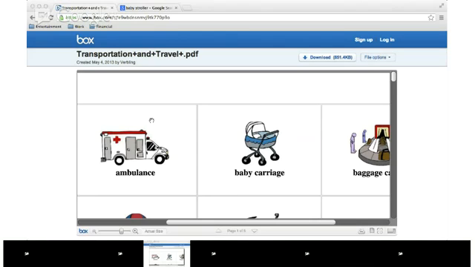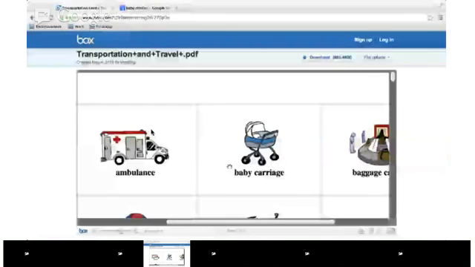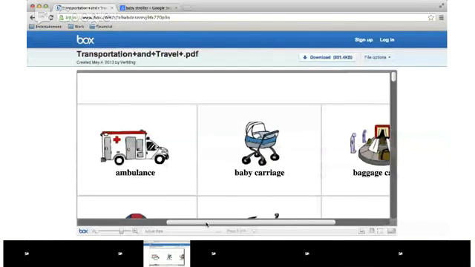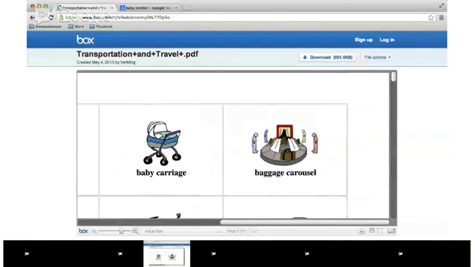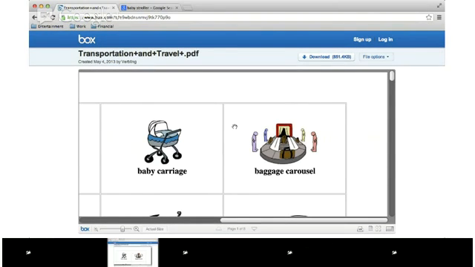Okay, let's go to Esther. And Esther. Okay, what is this here? Baggage carousel. Good, a baggage carousel. Now, have you seen one of those before? Yes. Okay, where are they? Where can you find a baggage carousel?